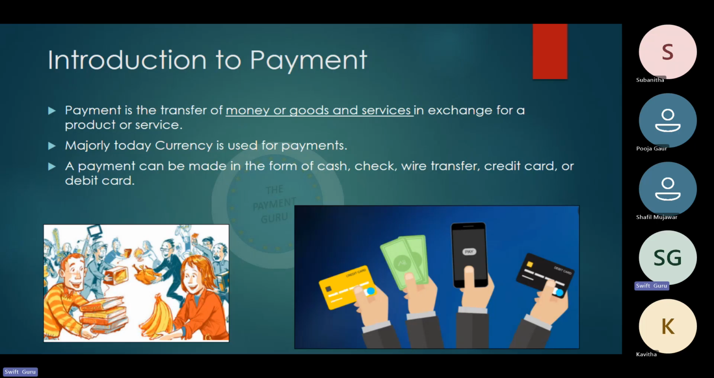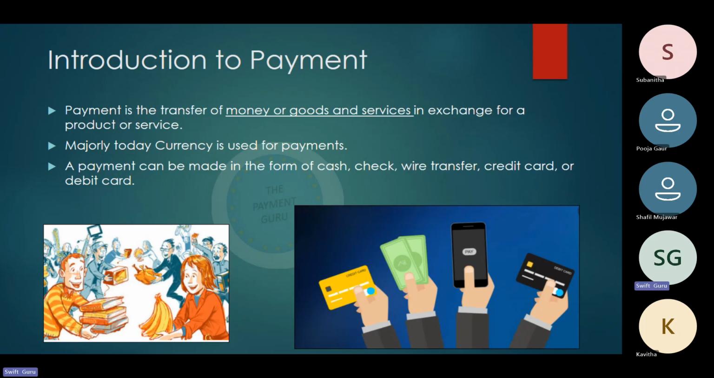We'll start with the payment definition itself. At times, at the intermediate or beginner level, an interviewer might ask you: what do you mean by payment, or define payment for me? Payment is nothing but a transfer of money or goods and services in exchange for a product or service. This used to exist way back when there wasn't any means of financial obligations like cards, payments, securities, bonds, etc.